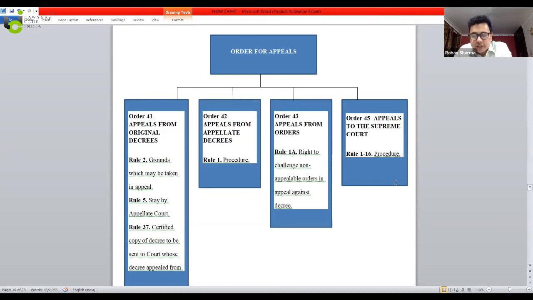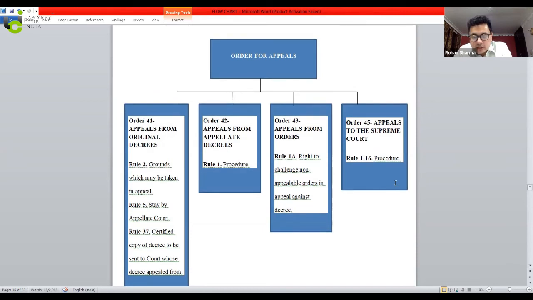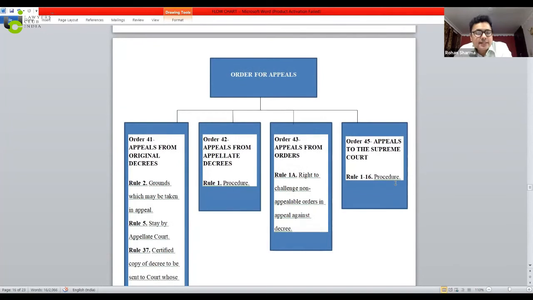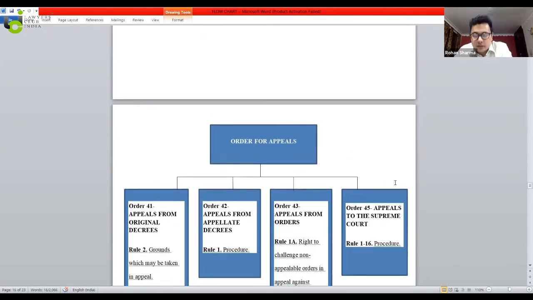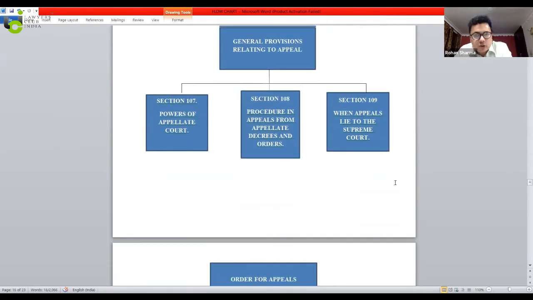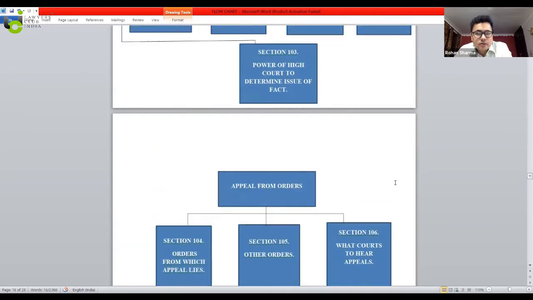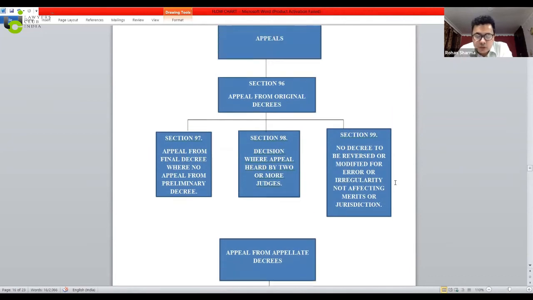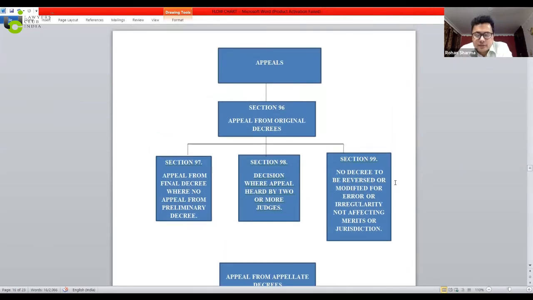Section 97 specifically talks about a situation wherein no appeal lies in case a court has made a preliminary decree, right? If you do not appeal that preliminary decree as a matter of appeal, you are sort of precluded from disputing its correctness.